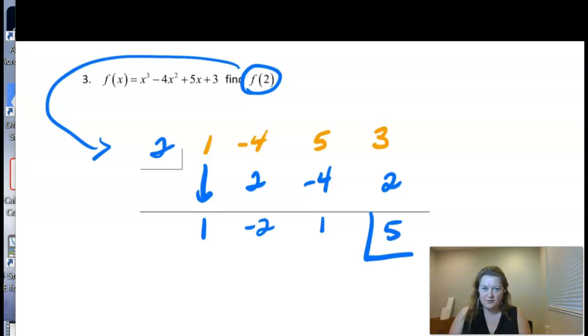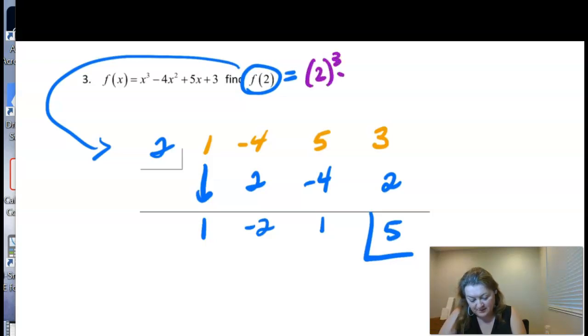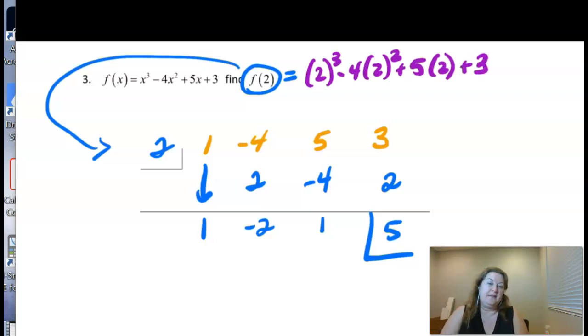Here is the super cool thing, you guys. I have just found in a super cool way what would happen if you plugged in a 2. So remember, the other way that you could do f of 2 is you could actually do 2 to the third minus 4, 2 squared plus 5 times 2 plus 3. And you're like, Power, that's not that bad. Okay, so we could go and double check our work.